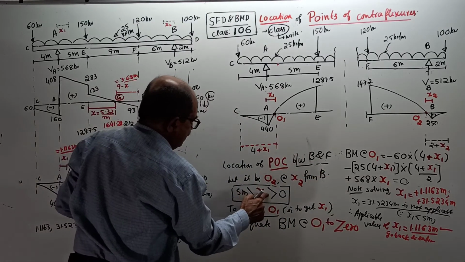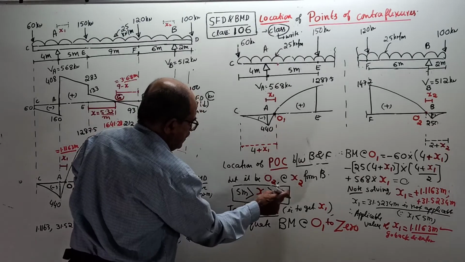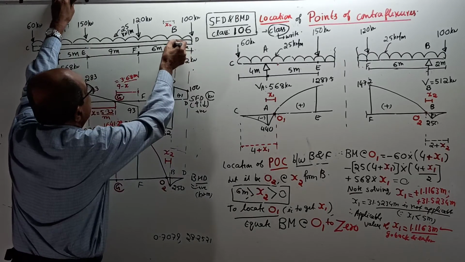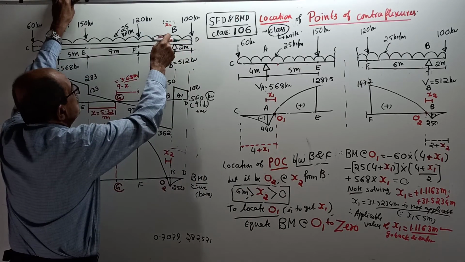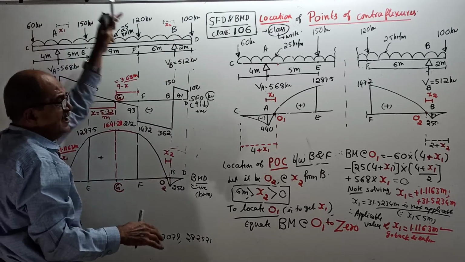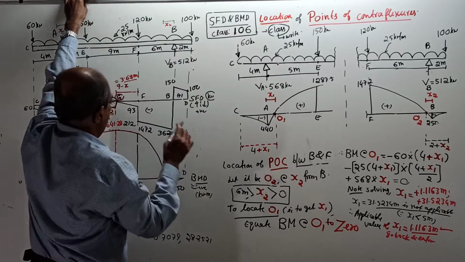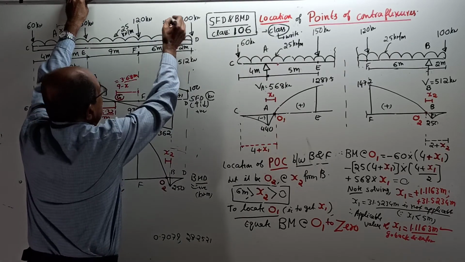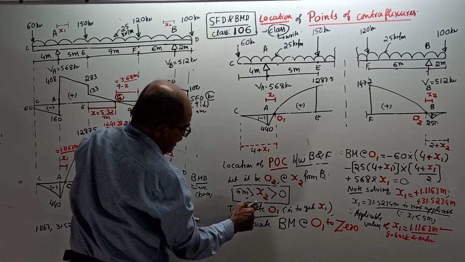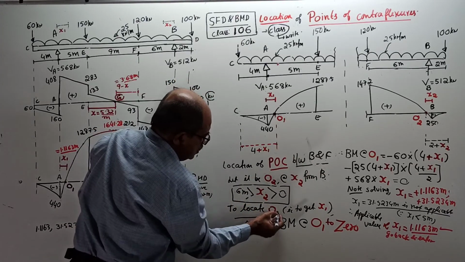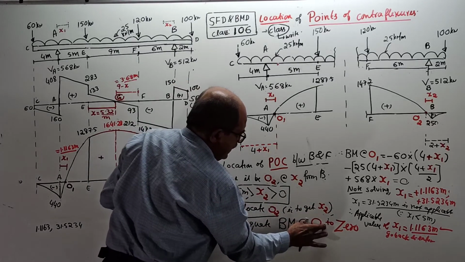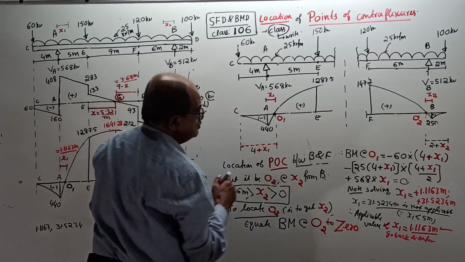Now, therefore, your x2 should be more than 0 and less than 6 meter. Why? After B up to here, it is 6 meter. So it is somewhere, actually very near to 1 meter. You can make out it is very near, but don't look at that. Mathematics will take care. Okay, now we start. Let it be O2 at x2 from B. To locate O2 means to get the value of x2. Equate BM at O2 to 0.